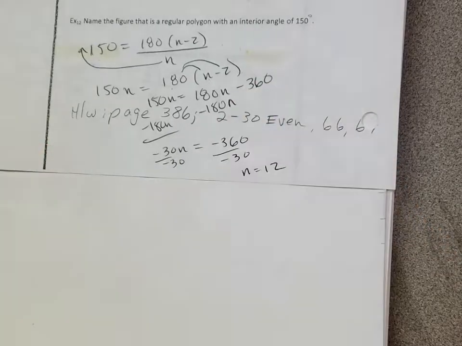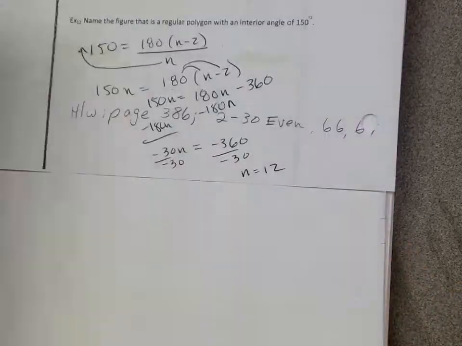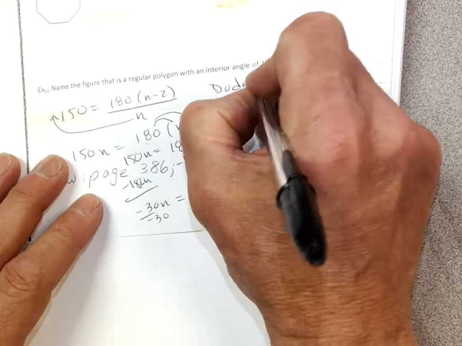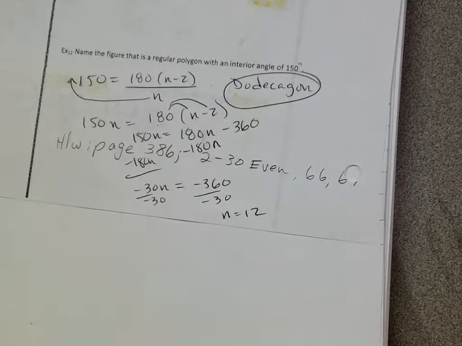Okay, well, let me see. What is a 12-sided figure? It's a dodecagon, isn't it? So my figure is a dodecagon.